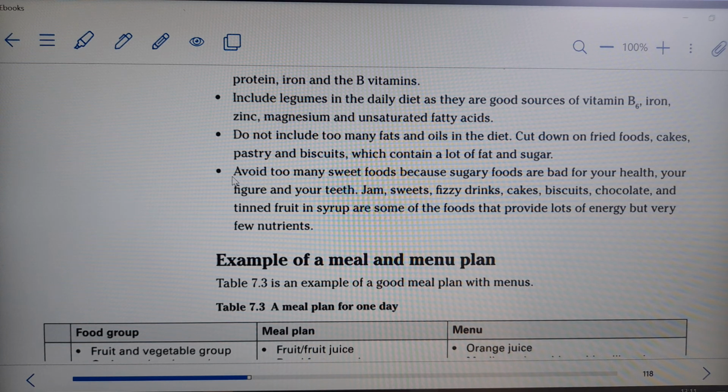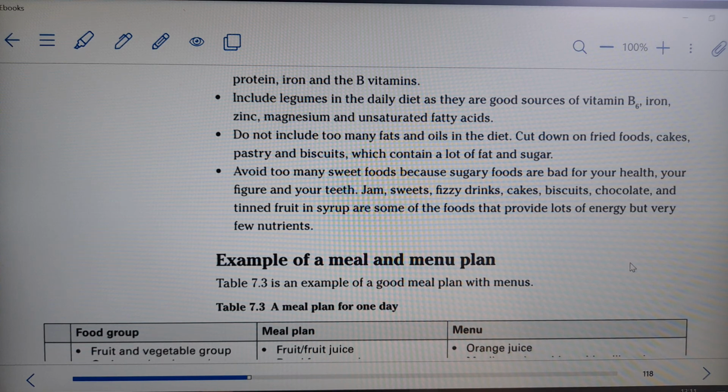Let's read again. Avoid too many sweet foods because sugary foods are bad for your health, your figure, and your teeth. Jam, sweets, fizzy drinks, cakes, biscuits, chocolate, and tinned fruit in syrup are some of the foods that provide lots of energy but very few nutrients, so avoid them.